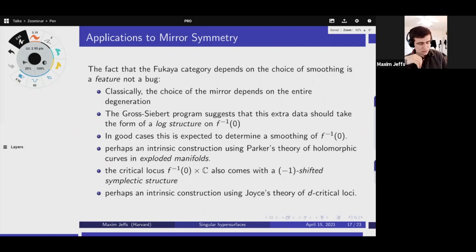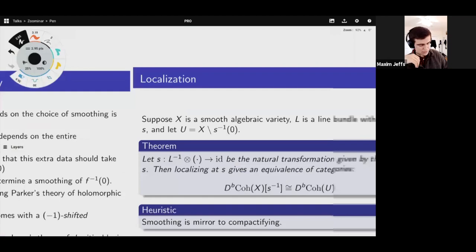So I just want to say something about this, namely that one expects that one either needs a log structure on the singular fiber or something like a minus one shifted symplectic structure on the singular fiber in order to define the Fukaya category. There are various approaches to doing this, using, say, Parker's theory of holomorphic curves and exploded manifolds, or Joyce's theory of D-critical loci. So those are some further directions.